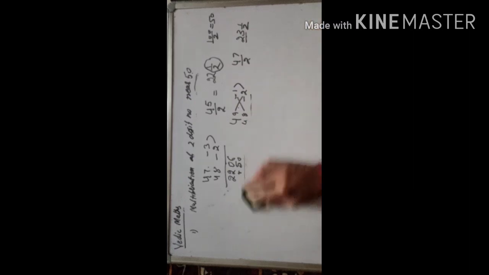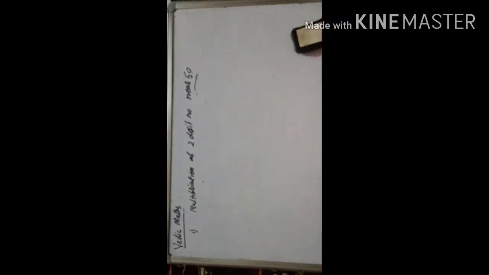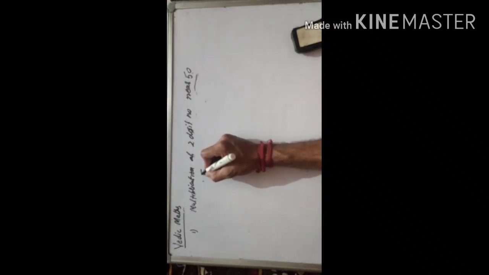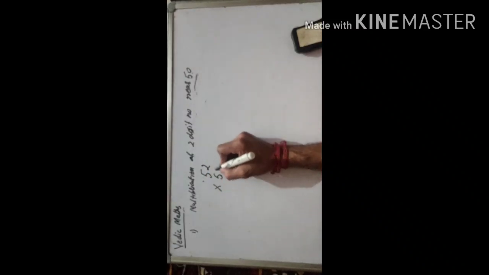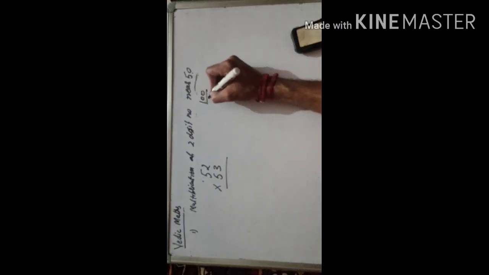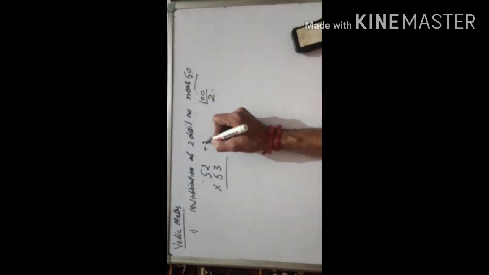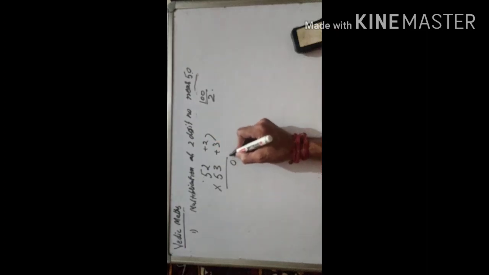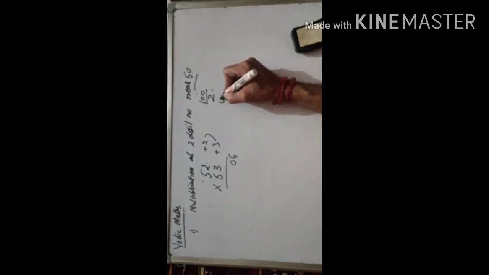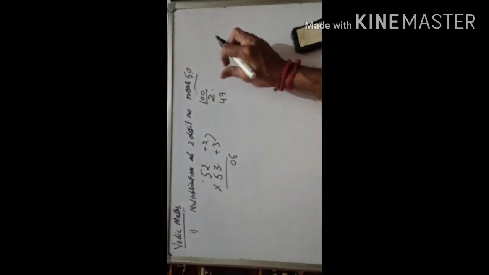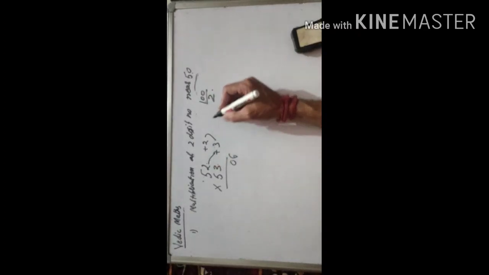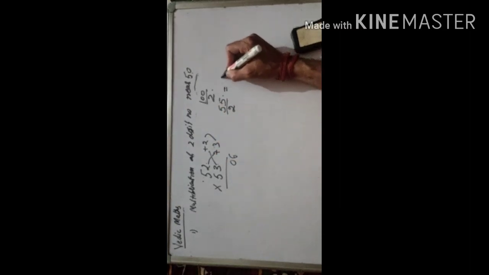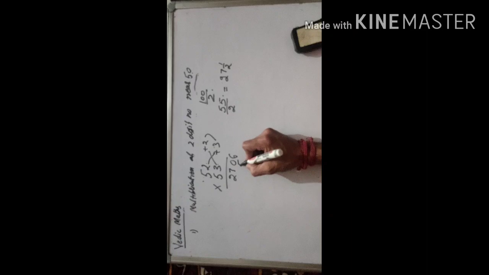Now again base 50, that is more than 50. 52 into 53. Again base is 100 by 2. This is plus 2, this is plus 3. 3 2s are 06. 52 minus 3 is 49. This minus, plus, we have to plus. 52 plus 3 is 55. 53 plus 2 is 55. Divided by 2, again 27 and a half. Now put 27 here and add 50 here. That is 2756.